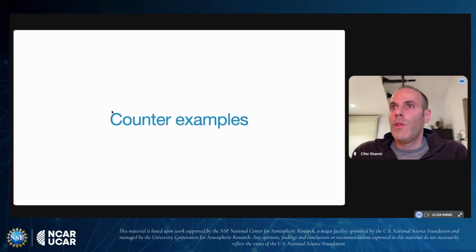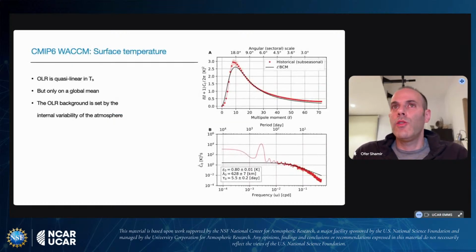And now for a couple of counter examples. First, the surface temperature from, again, the Wacom. So in general, for a wide range of temperatures, the OLR is quasi-linear in the surface temperature. And based on this, it's reasonable to hope that maybe you can use the same analysis to describe the surface temperature. And at first glance, it seems that it might be the case, but in fact, the differences here are substantial.